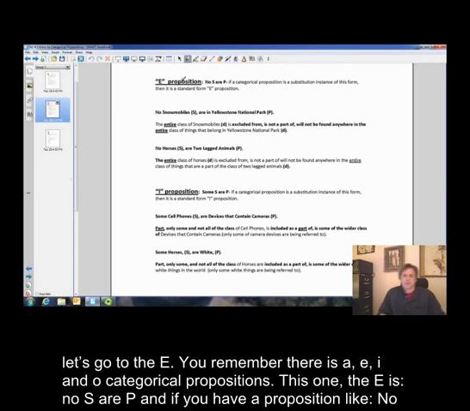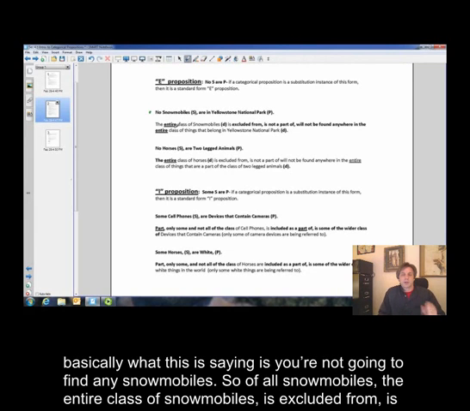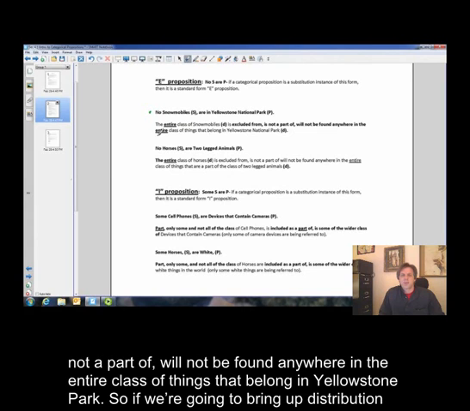Now let's go to the E. You remember there's A, E, I, and O categorical propositions. This one, the E, is no S are P, and if you have a proposition like no snowmobiles are in Yellowstone National Park, this here is a substitution instance of this form, okay? Basically what this is saying is you're not going to find any snowmobiles. So the entire class of snowmobiles is excluded from, is not a part of, will not be found anywhere in the entire class of things that belong in Yellowstone Park.